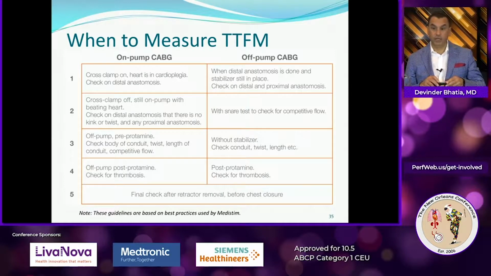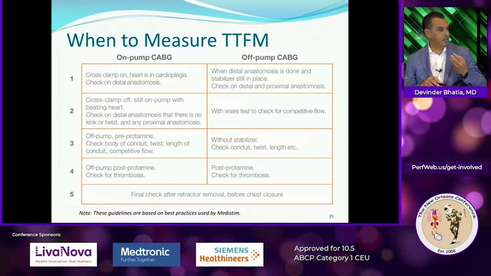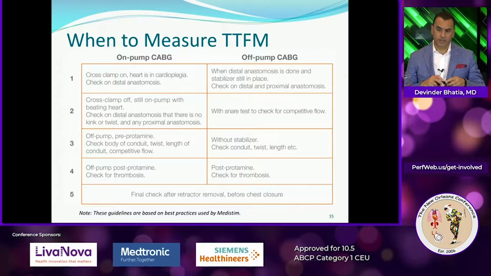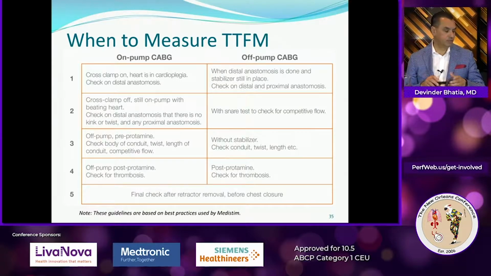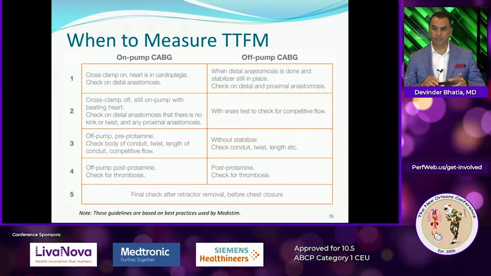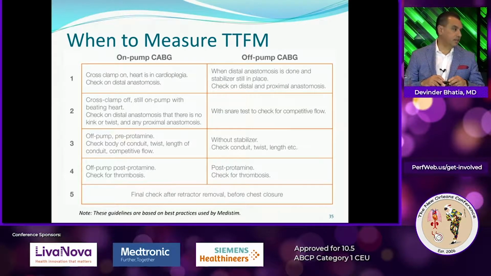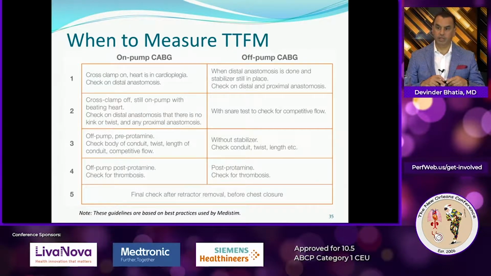But the important thing is to have the desire or the willingness to do that if you see a flow tracing that is suboptimal. In the beating heart surgery arena, it's a little bit easier because the heart's already beating and you've completed, for example, a mammary to LAD distal anastomosis. Very easy to just quickly put a probe on. You're still heparinized, the heart's beating, and if there's a problem, you can immediately take it down and redo it. Yet another reason of superiority of beating heart surgery versus on pump surgery.